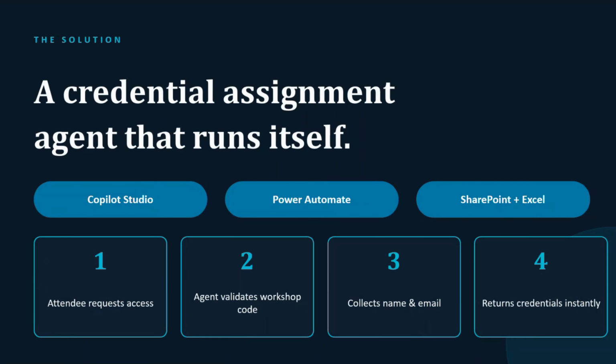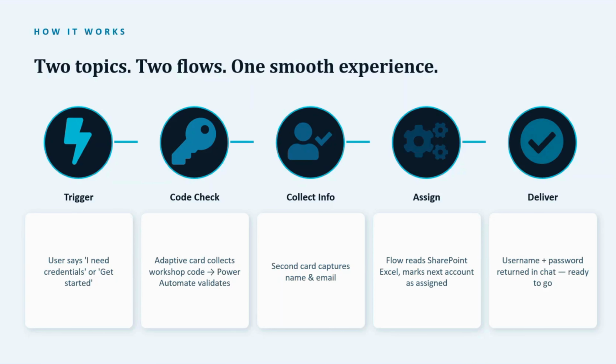So we created a credential assignment agent that runs itself. It uses Copilot Studio, Power Automate, and the backend uses SharePoint and Excel. First, the attendee will enter an event code, and the agent will validate whether that code is valid or not. If it's valid, it will ask for the user's email address and name via an adaptive card in Copilot Studio. And if everything is well, the agent will return the credentials instantly from the Excel sheet stored in SharePoint. It uses two topics and has two flows.